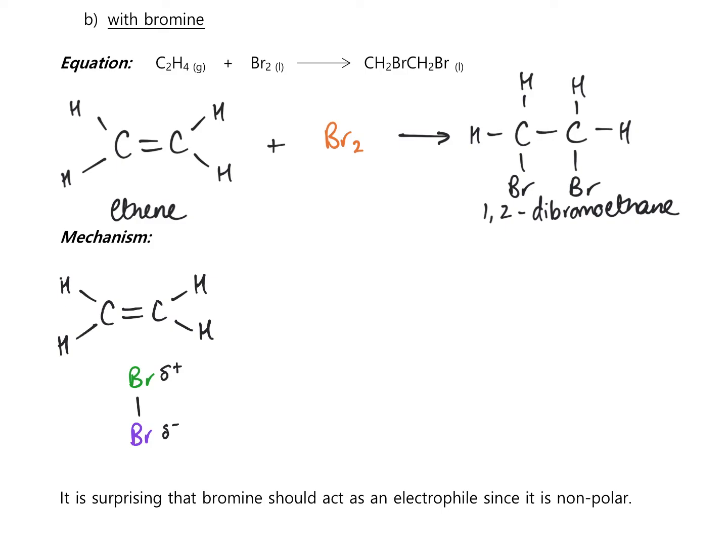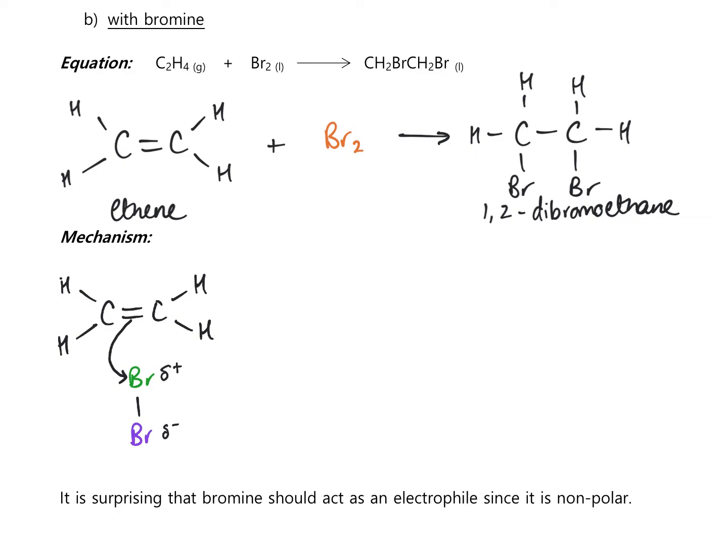So again, with our mechanism, just as we saw before, the first step that happens is the electrophile approaches the carbon-carbon double bond because it's a region of high electron density. So the delta positive end of your electrophile is attracted to the double bond because it's a region of high electron density. And this time what we do is we just draw a curly arrow from our double bond to the positive end of our bromine molecule, so the first bromine atom.